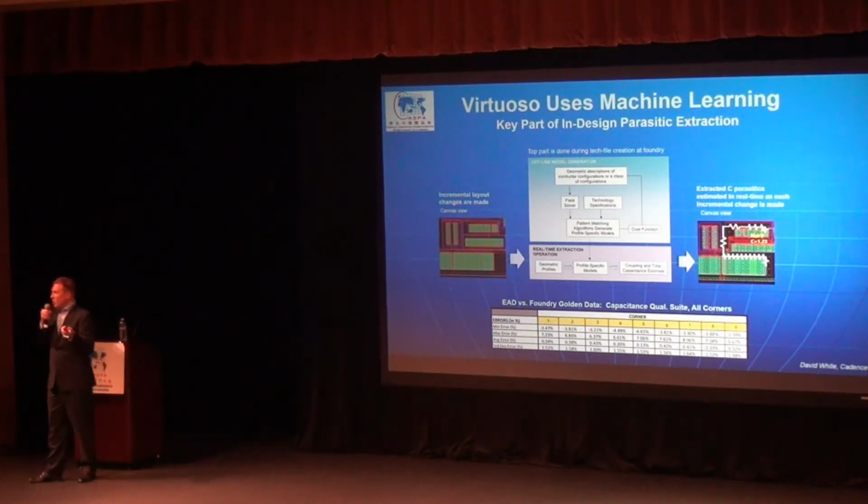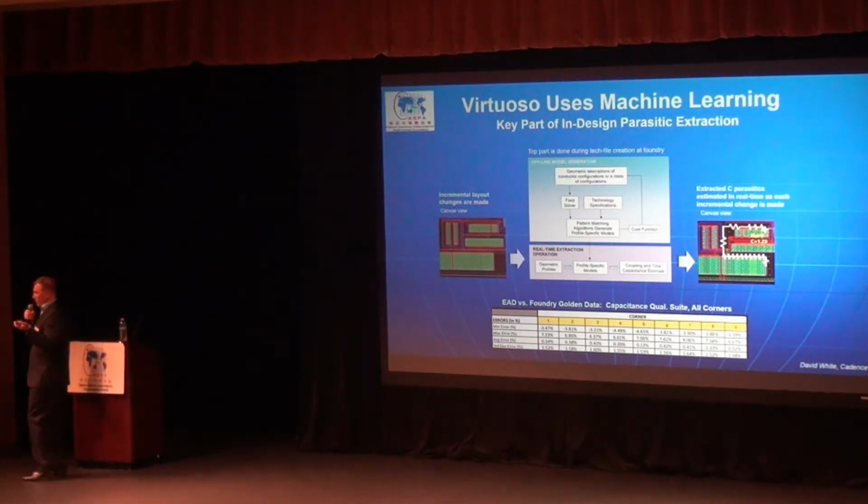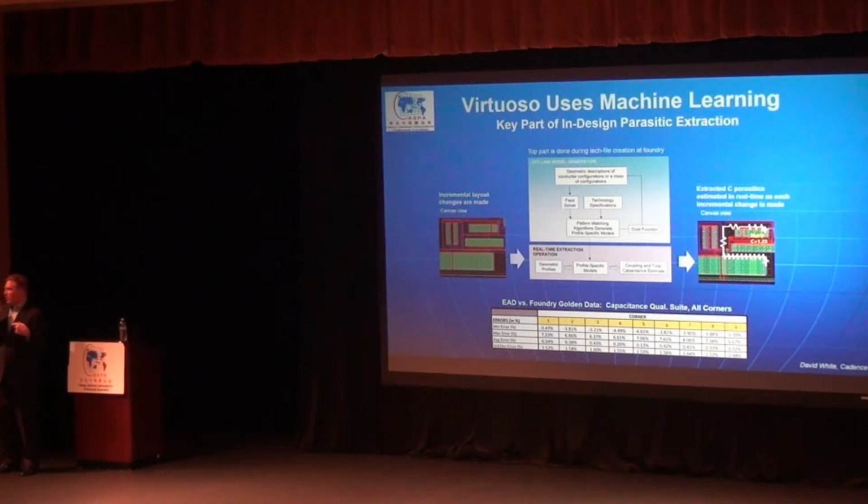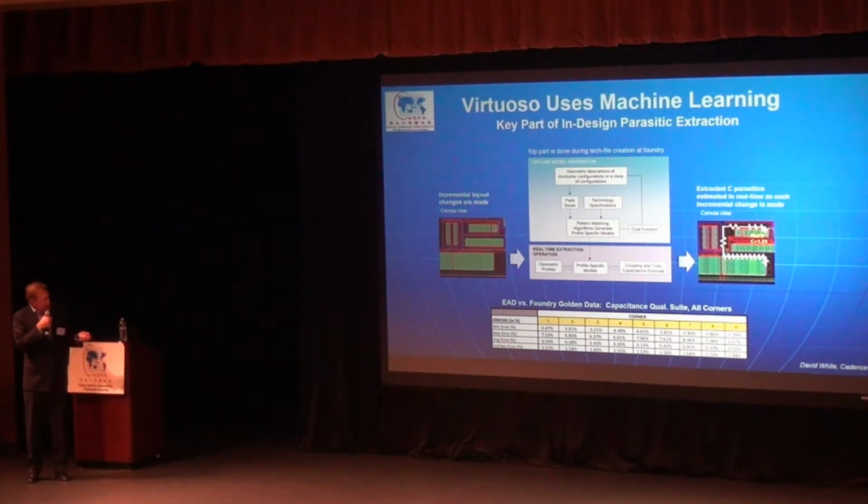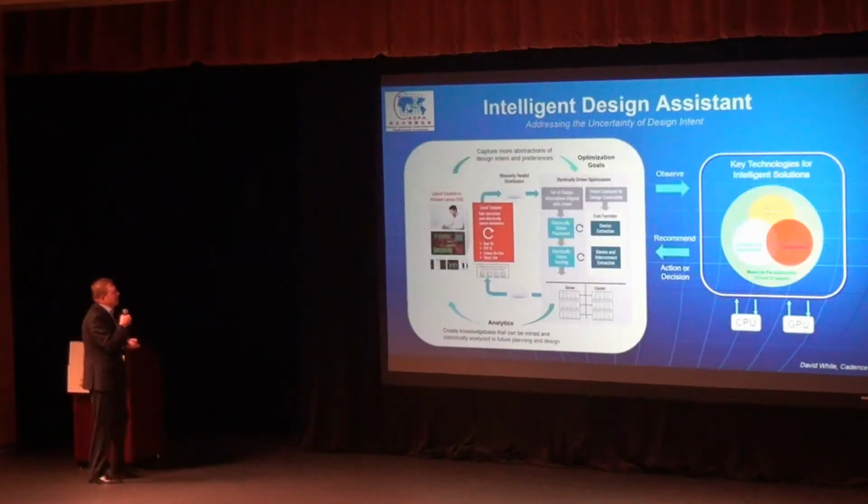So the value here of using machine learning is that a field solver takes anywhere between seconds to minutes or longer to extract one set of conductor geometries. We can extract a whole net in 1/100 of a second, so that we can actually do this in real time. And you can see the accuracy down here, where we're shooting to have our accuracy be between plus and minus 10%, and you can see across all these corners that we are well within that.